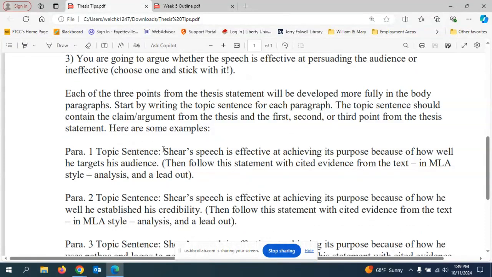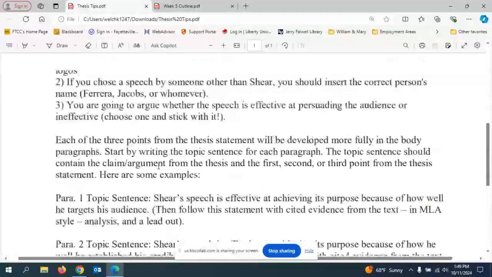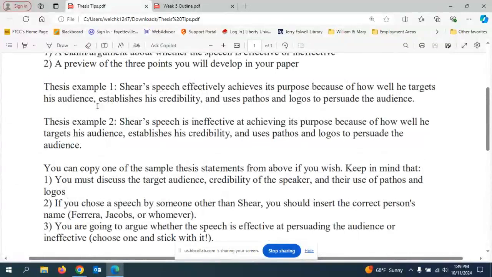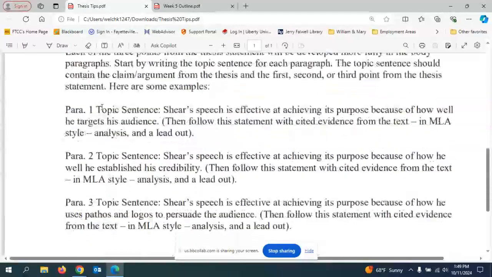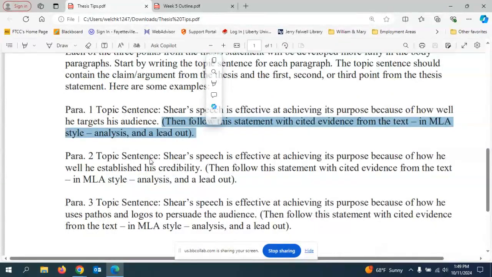My topic sentence for my first body paragraph is going to be, Scheer's speech is effective at achieving his purpose because of how well he targets his audience. It comes straight from this thesis. It stops right here at point 1. Why? Because I'm developing point 1 into its own paragraph. And then I'll follow it with other stuff. We'll get to that soon.